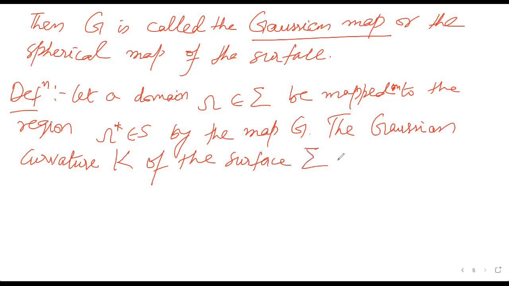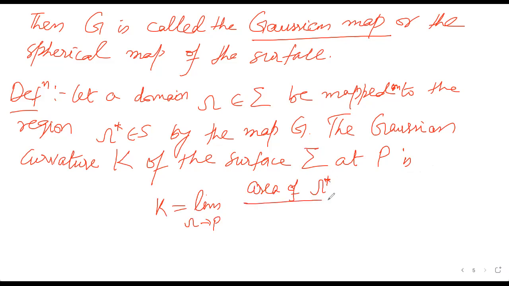sigma at P is K is equal to limit this omega tending to P, area of omega star over area of omega. This will tell you the Gaussian curvature.